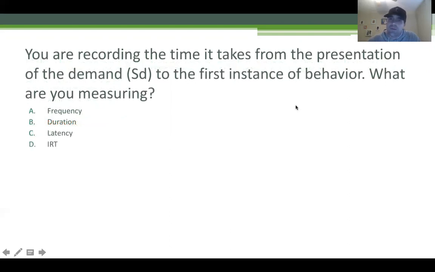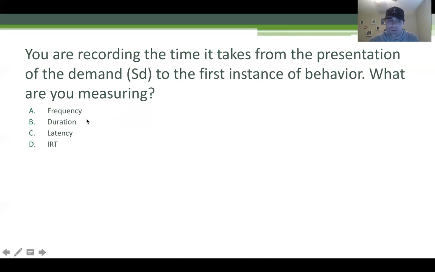You're recording the time it takes from the presentation of the demand, or an SD, to the first instance of behavior. What are you measuring? Okay, so think through what kind of measurements we use. Frequency, what is frequency? It's count. Are we counting anything here? No, we're recording time. Okay, time between two things: the presentation and the first instance of behavior.